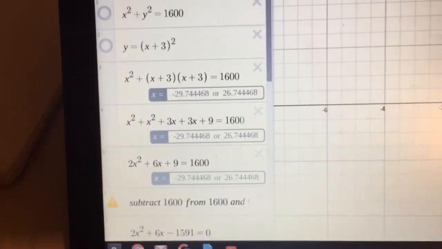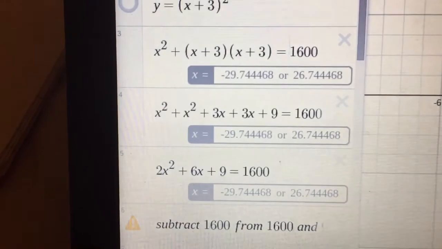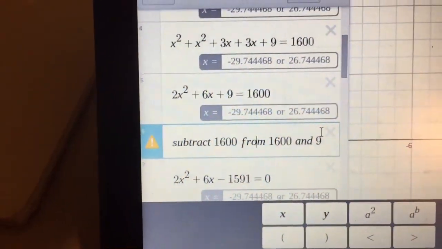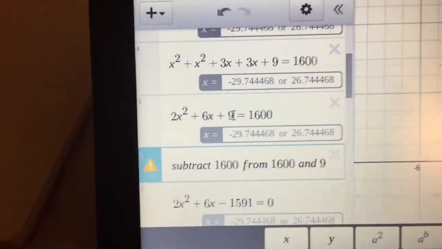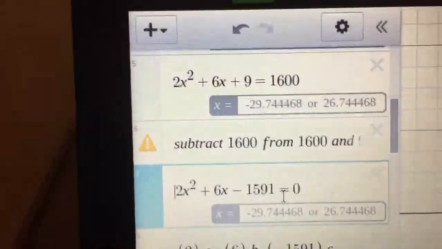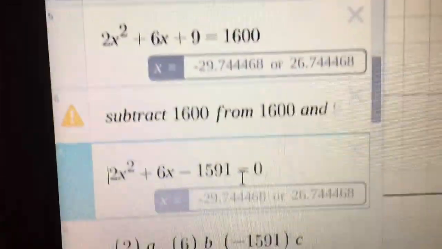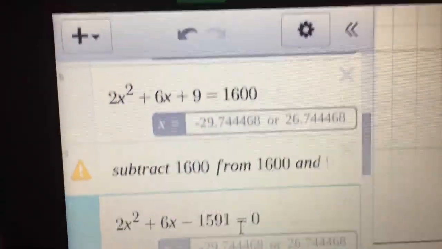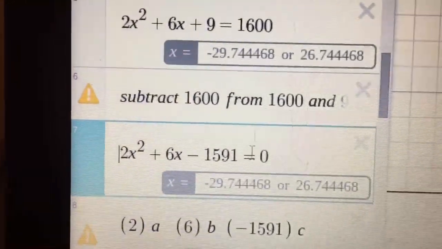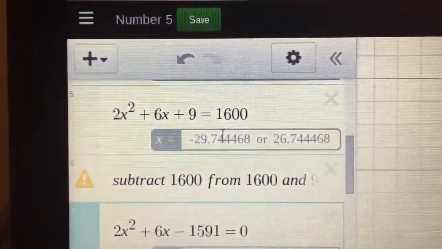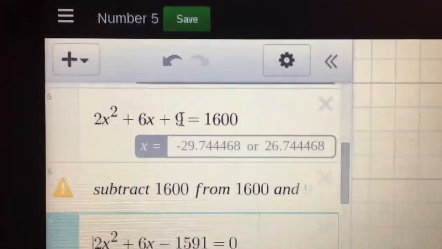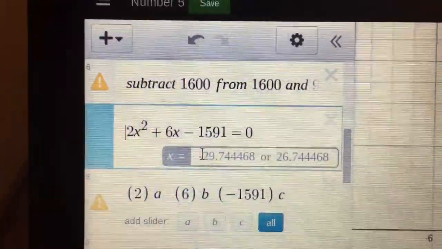Okay, now you will subtract 1600 from both sides. We would subtract 1600 from 1600, and we would subtract 1600 from 9 as well. So we would get 2x squared plus 6x minus 1591 equals 0. We would get our answer down here.